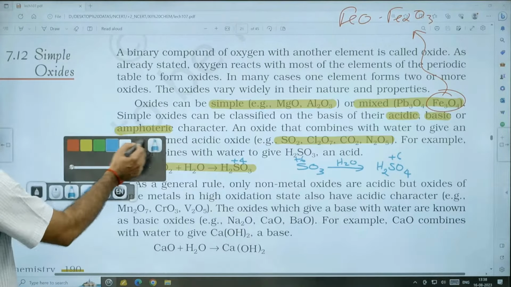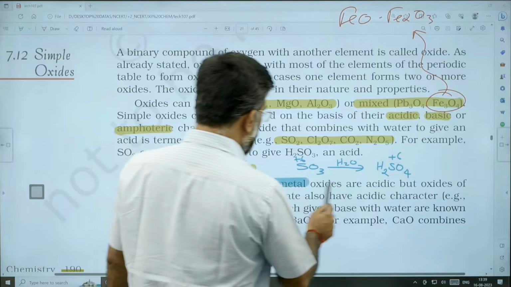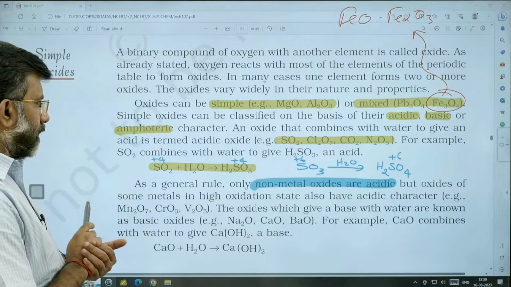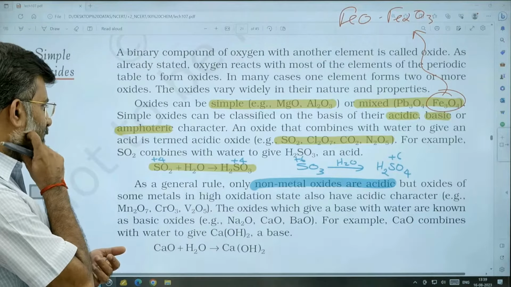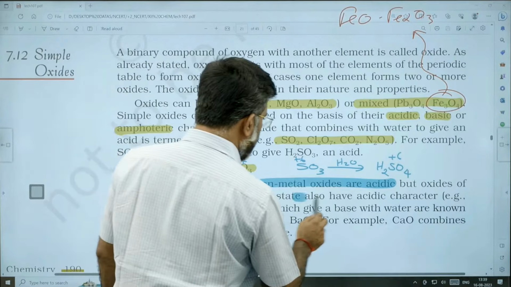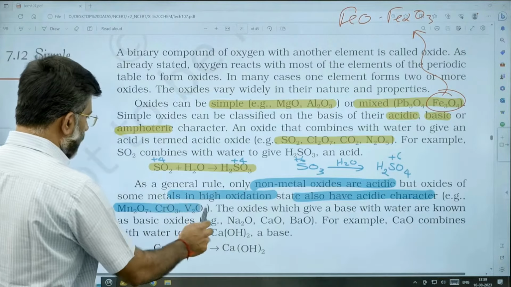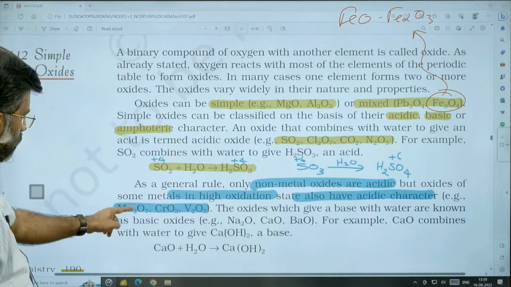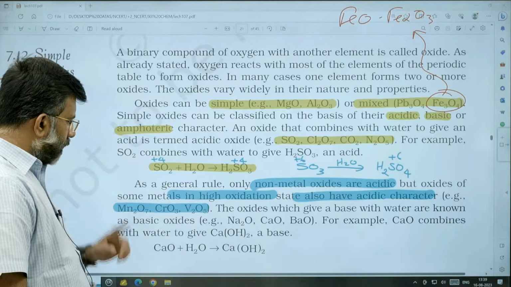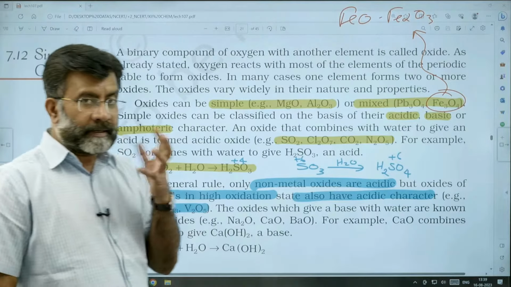So non-metal oxides are generally acidic in nature, while metal oxides are generally basic in nature. But there are acidic characters also: metal oxides in the higher oxidation state can be acidic. Mn2O7, higher oxidation state, acidic. CrO3, +6 oxidation state, acidic. V2O5, highest oxidation state, acidic. So there can be like that also.